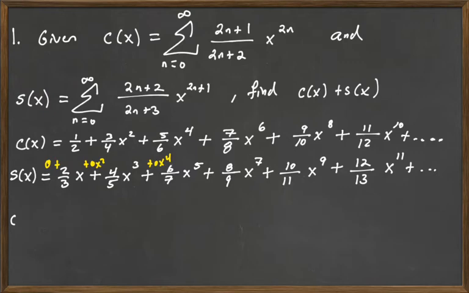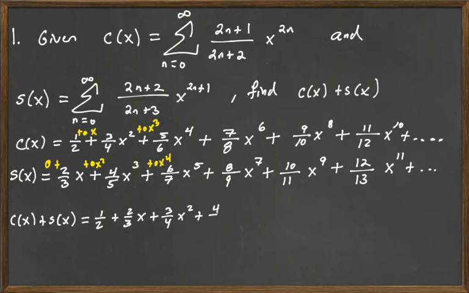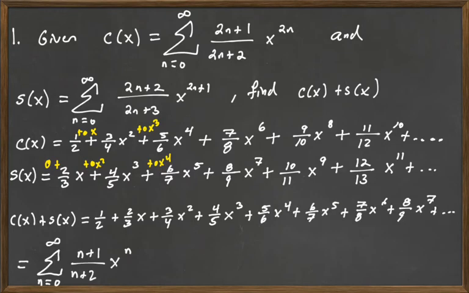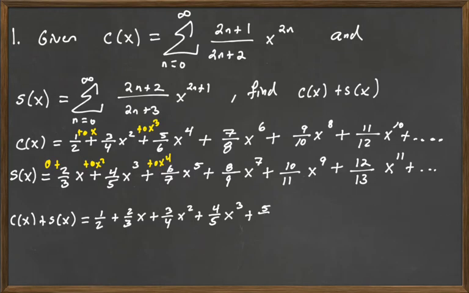Let's see how we want to say it. All the c sub x has all the even powers, s of x has all the odd powers. So we have a 0 to x there and a 0 x cubed there, and so we're missing all of those. So c sub x plus s of x is going to look like 1/2 plus 2/3 x plus 3/4 x squared plus 4/5 x cubed plus 5/6 x to the fourth plus 6/7 x to the fifth plus 7/8 x to the sixth, and etc.